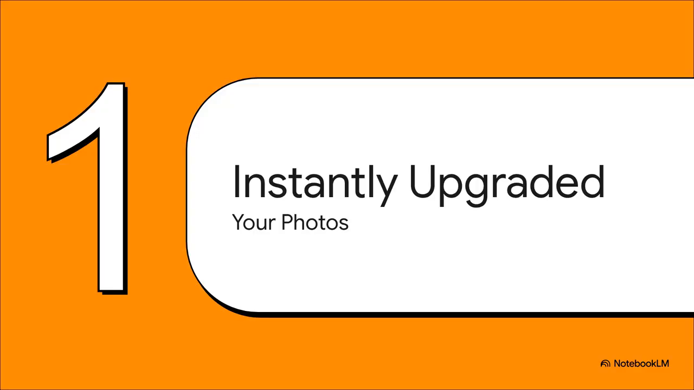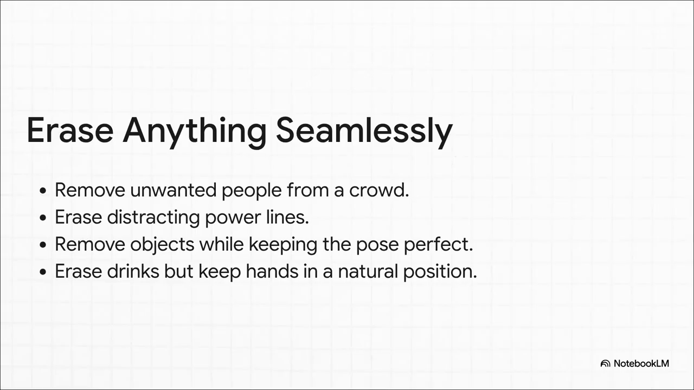Okay, so first up, let's talk about how this can take the photos you already have and instantly upgrade them. We're talking about solving some of the most annoying and common problems you run into with pictures. The way it erases things is just on another level. Yeah, sure, it can get rid of annoying power lines from a beautiful landscape, no problem. But where it gets really smart is how it understands context. You can literally tell it to remove the fish from a photo, and it'll do it while keeping the fisherman's hands in the exact same pose. Or, get this, it can take drinks out of people's hands in a group photo and then redraw their hands to look totally natural, just empty.